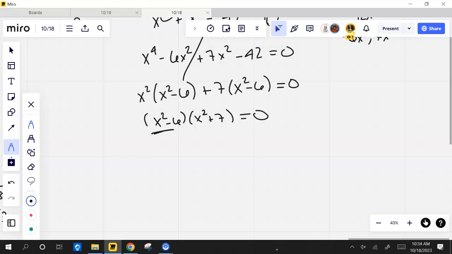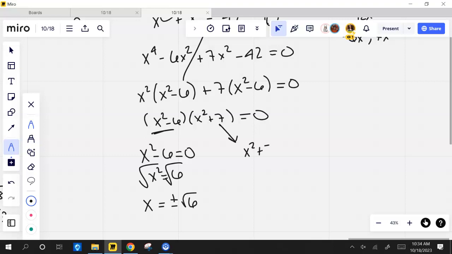That's not a perfect square. If that was a perfect square, I could. It's not. So I'm just going to go ahead and set them equal to 0. What happens when you take the square root of a number? It's plus or minus. There's 2 solutions. And then when I do this side, there it is.